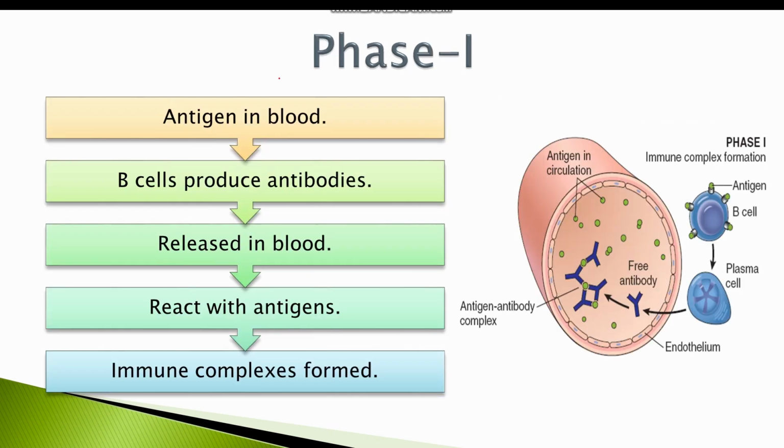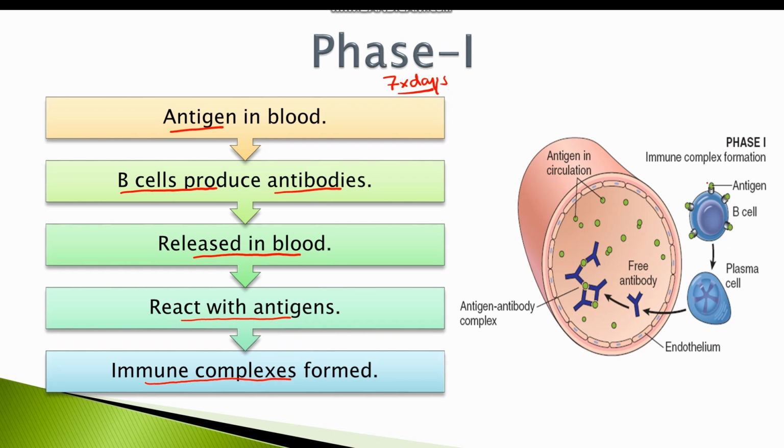Phase 1 of type 3 hypersensitivity typically begins in almost 7 days after the exposure to the antigen. So antigens are released in the blood which bind to B cells. So B cells ultimately produce specific antibodies against these antigens, and these antibodies are released in the blood. These specific antibodies react with the antigens and form antigen antibody complex or immune complex.